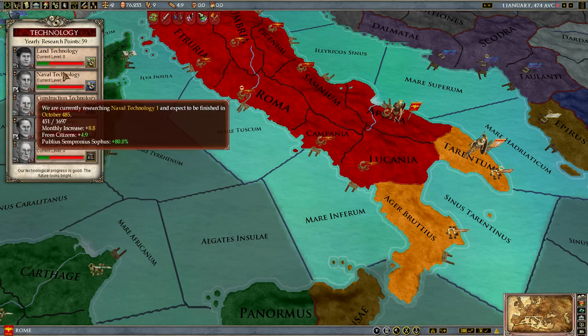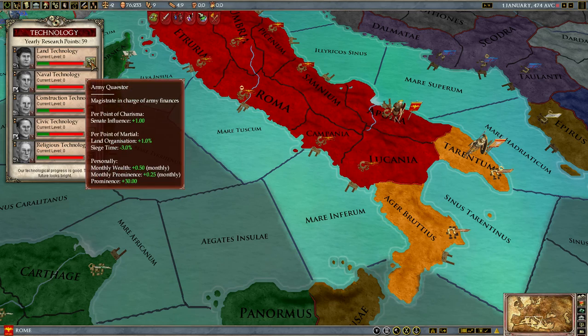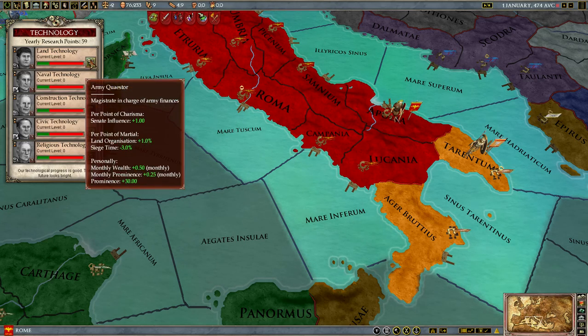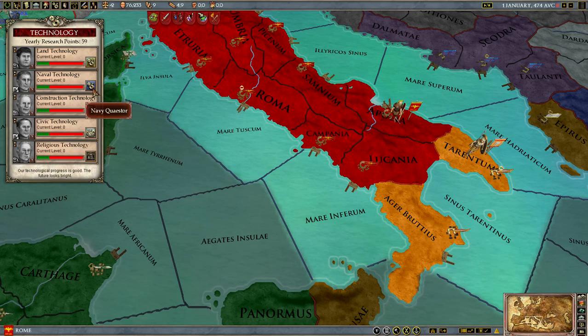Now, in addition to finesse, there are other things. The army quaestor, for example, per point of charisma gains more senate influence, but also, per point of marshal, better land organization, lower siege time, and so on. And it also shows what he personally gets from the post. It gives him money, gives him prominence, and the stuff you'd expect from holding a high-ranking office.